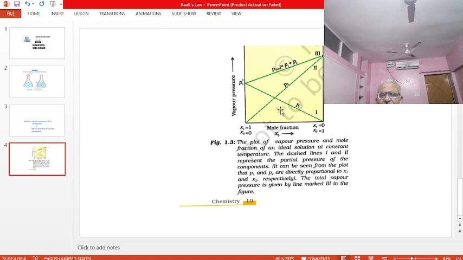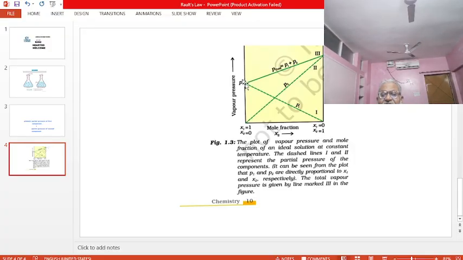And if we join the lines P1 and P2, the total vapor pressure because of component 1 and component 2 will be indicated by this line, which has been denoted as the third. P total is equal to P1 plus P2, that is, the sum of the partial pressure due to component 1 and the partial pressure due to component 2. This is a very important graph. Kindly learn this graph.